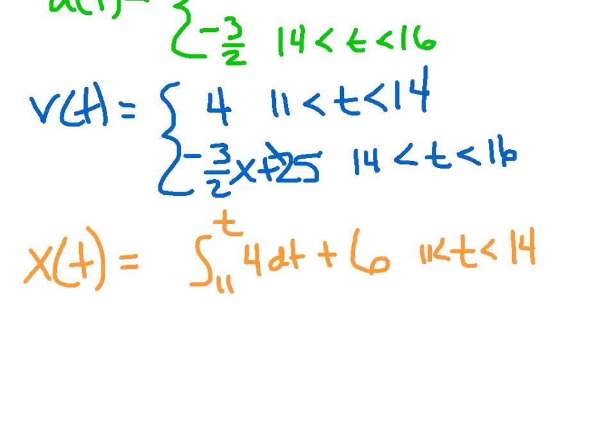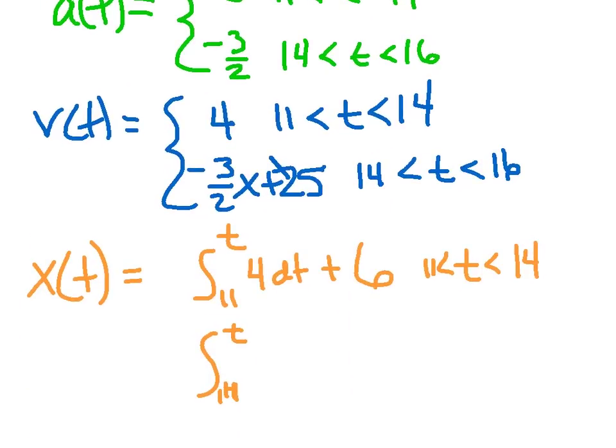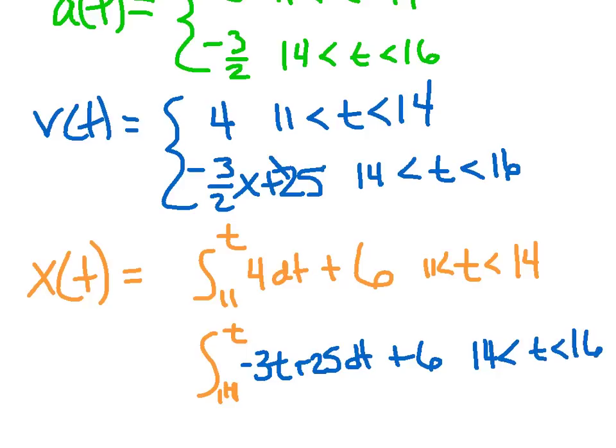Now, I'm also going to say I could use the integral from 14 to t of, and this time notice I'm going to find the area under this line, which we said was negative 3/2 x plus 25. So I'm going to integrate negative 3/2 t plus 25 dt, and add the 6 onto that. And this section will be good between 14 and 16.